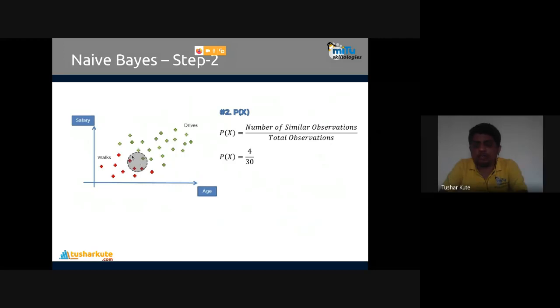Similar are 4 here, 4 similar are there, which are present around that X, divided by total 30. Out of 30, 4 are similar. They are connected around it, similar. So 4 out of 30 are the similar observations.